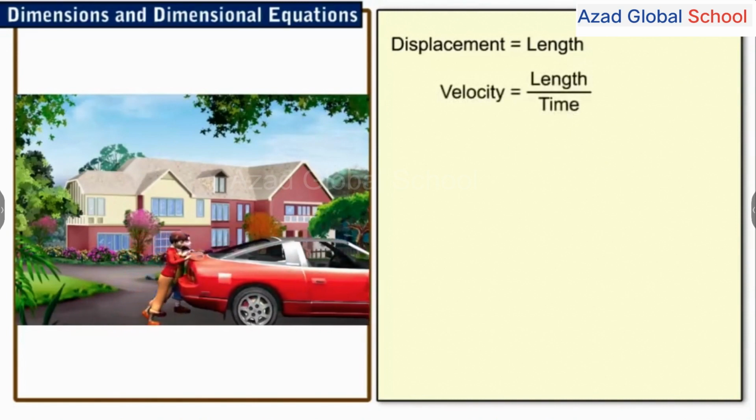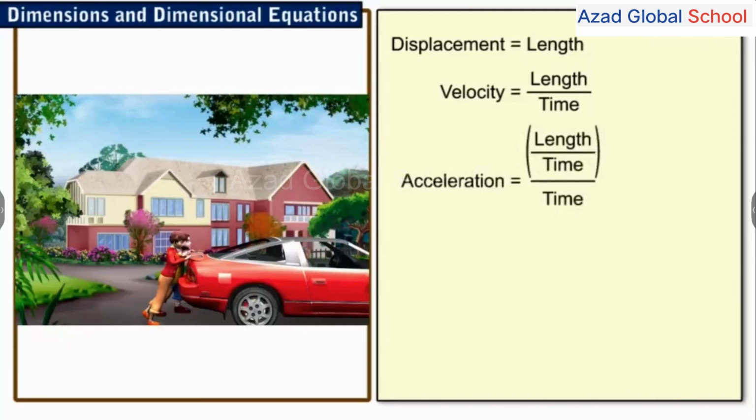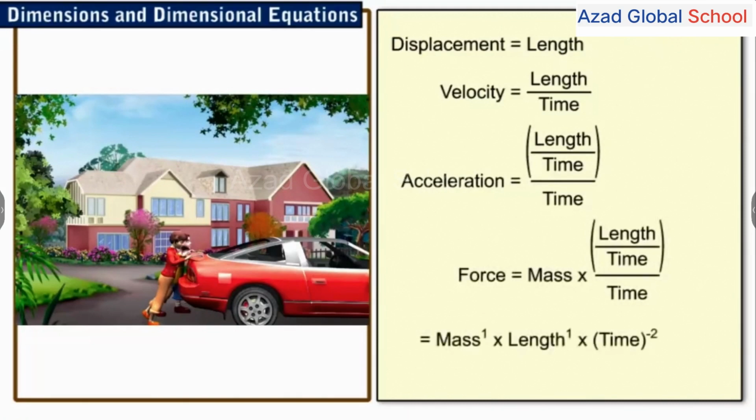Thus, velocity can be expressed as the ratio of length to time. Using the same logic, we can write acceleration as length by time, divided by time. Thus, the expression for the quantity force can be simplified as shown. From the expression, it is clear that the exponents of mass, length, and time in the expression for force are 1, 1, and -2 respectively.